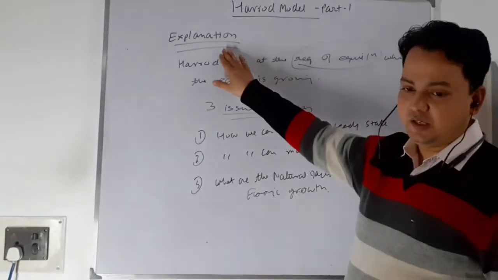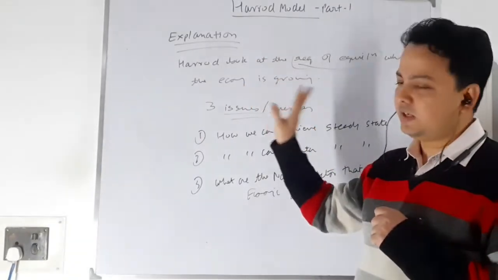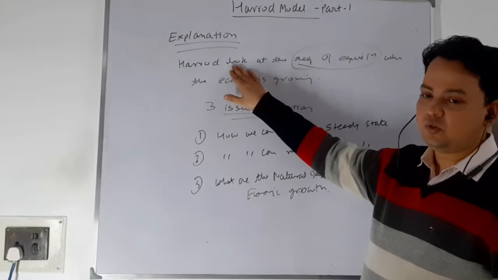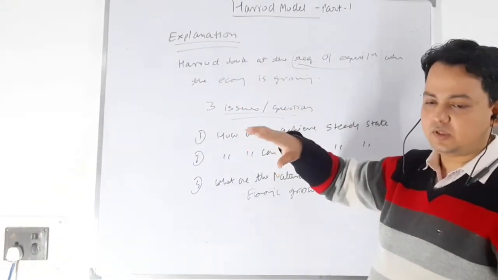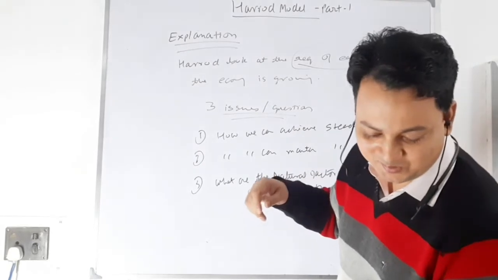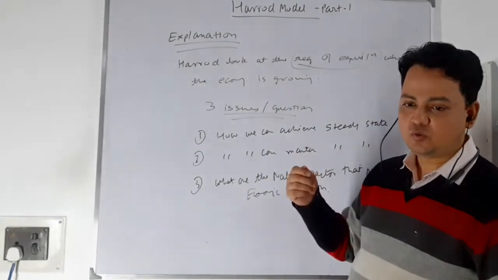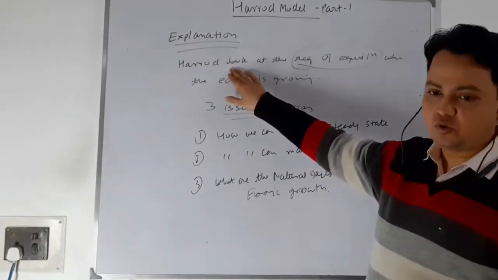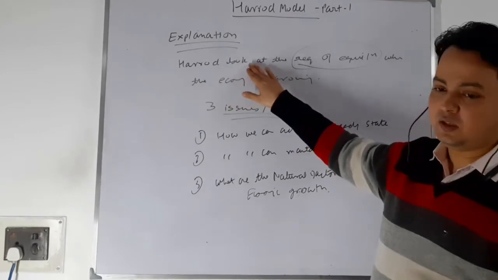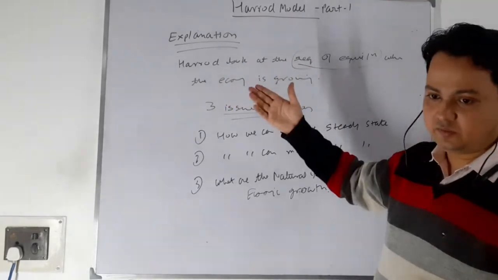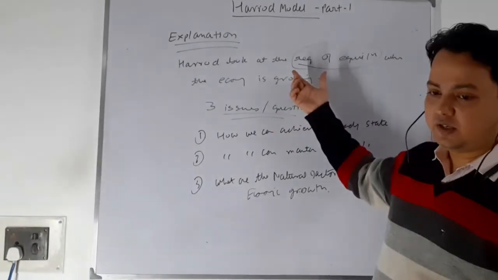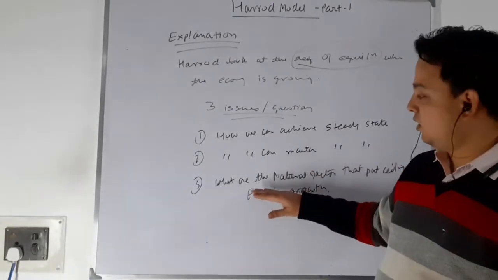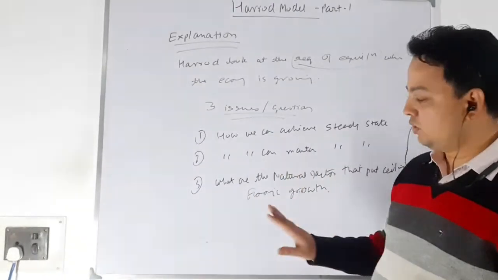Let me finish one more time. Remember the story. If you remember the story, you can write everything on your own; no need to read anything. What Harrod is doing, I have discussed in the introduction also. In growth theory, we look at the requirement in equilibrium when the economy is growing. Harrod is also doing the same thing. When he is looking at this question, he raises three issues: how to achieve steady state, how to maintain steady state, and what are the natural factors that put a ceiling on the growth rate.